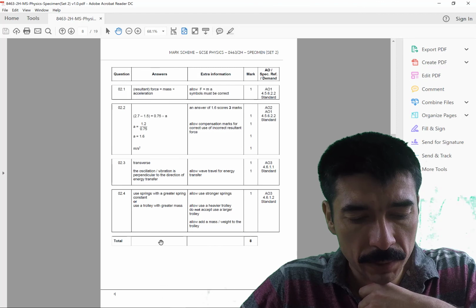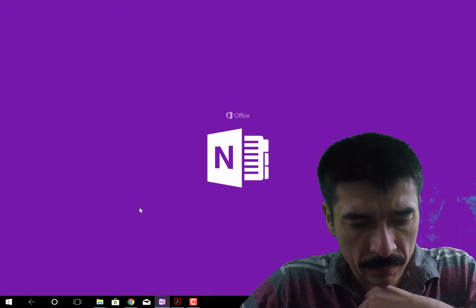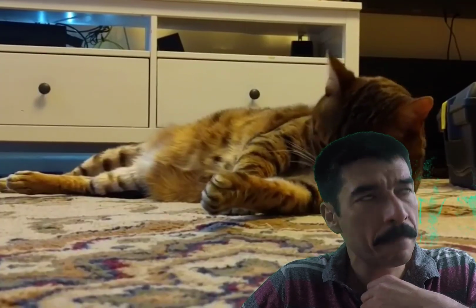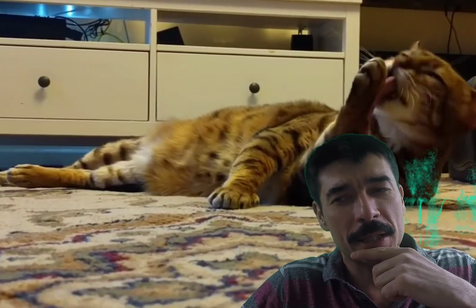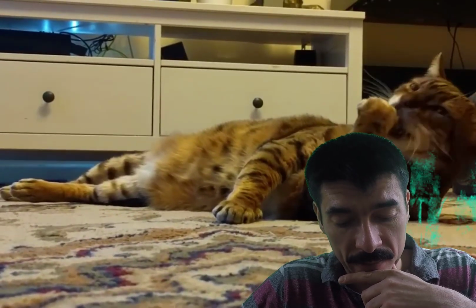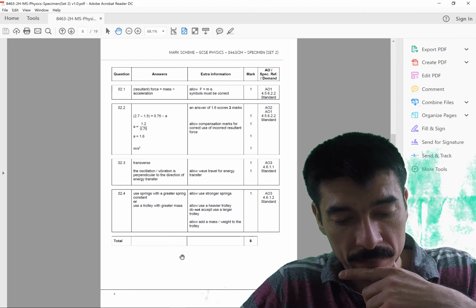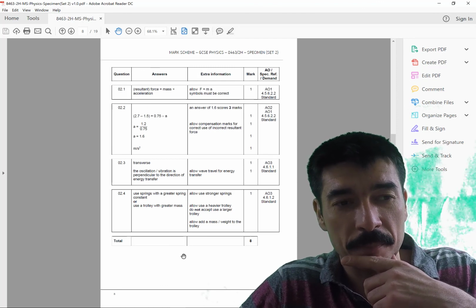So if you had springs with a greater spring constant, they'd be stiffer. Is that the right way around? Lower frequency. Stiffer springs would produce quicker oscillation. So I actually think there's a mistake in the mark scheme there. Let me check that one more time. Yeah, I think there's a mistake in the mark scheme there. I think stiffer springs would produce faster oscillations, so you would get a higher frequency.